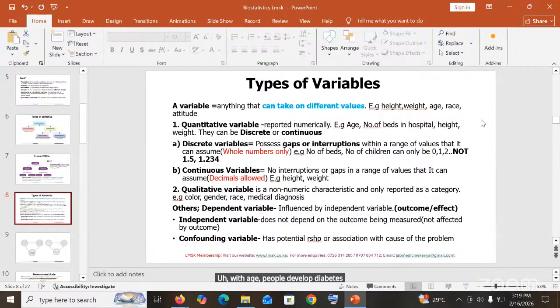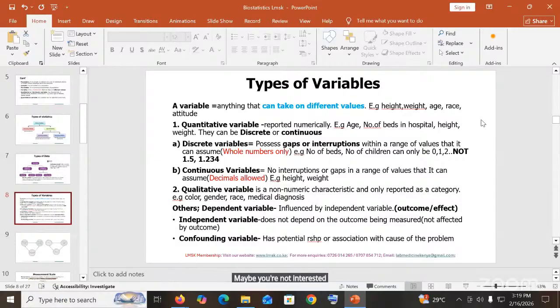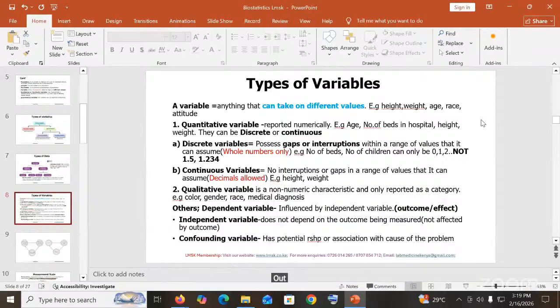So a confounding variable is one that has a potential relationship or association with the cause of the problem. Maybe you're not interested in age, you're doing something else, but out of it you come up and say that age is a confounding variable, and that's how you now need to do something we call matching in research, to ensure that this confounding variable is taken care of and does not influence your outcome.